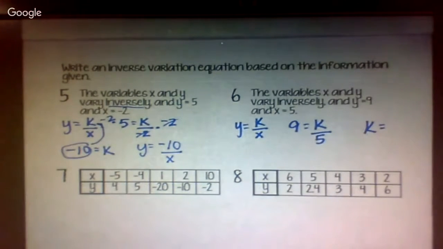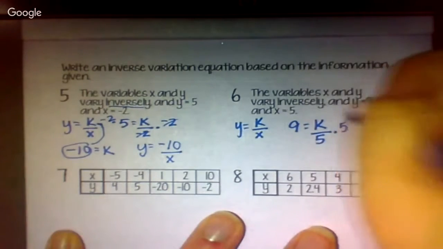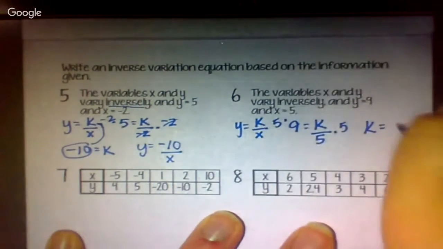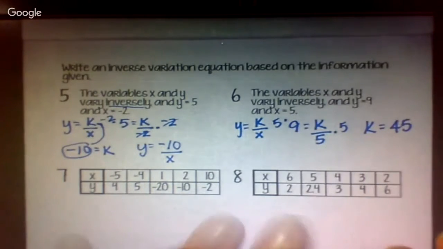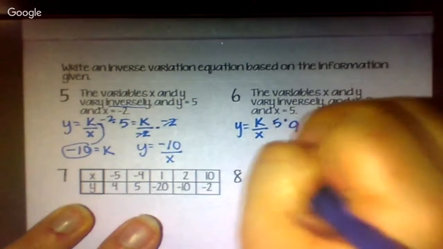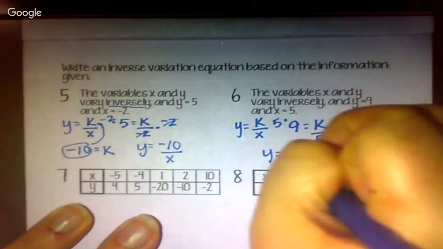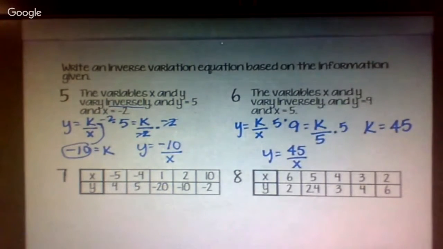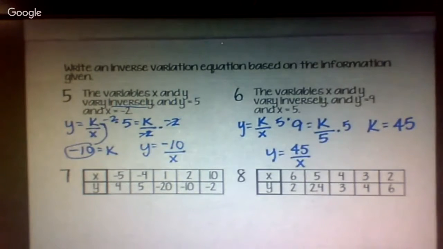So when I get rid of that 5, I do what? Multiply. So what is my K value then if we multiply by 5? 45. So your final equation then is y equals 45 divided by X. You just notice that you do every time when you're solving for K. We multiply. So guess what? In your table, that's what we're going to do as well.